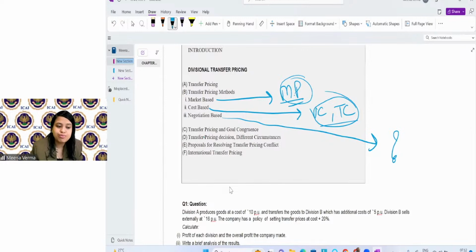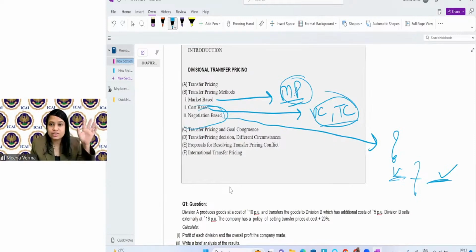Matlab, the managers of both departments are negotiating with each other, and on the basis of negotiation, they are deciding the transfer price of the goods. They're deciding the price at which they are transferring the goods from one department to another department. So the third one is what? Negotiation based method. Let's first understand how they negotiate with each other for the transfer price. What will be this negotiation method? How will they negotiate with each other to decide the transfer price? Let's try to understand this.